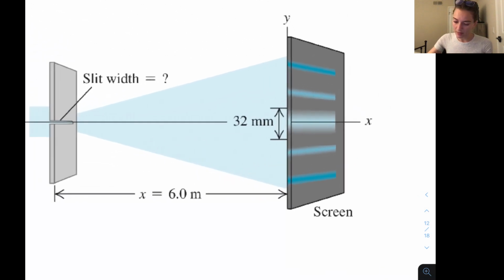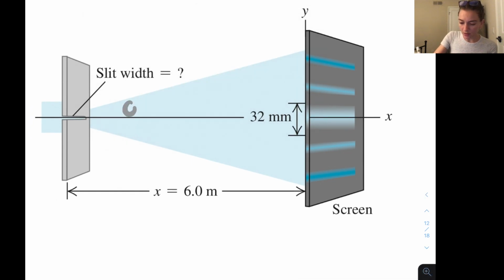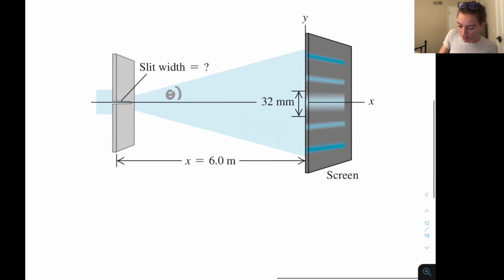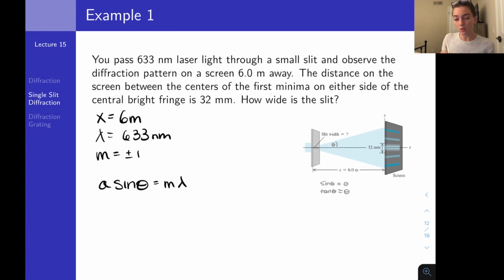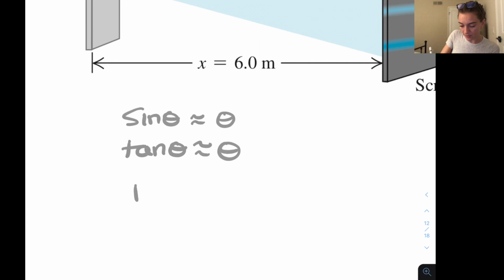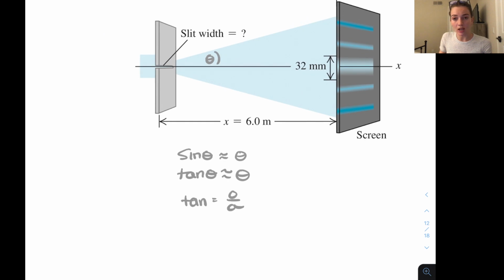So let's zoom in here a little bit, and let's write theta here. And then let's assume that this theta is very small. So remember that the small angle approximation: sine theta is about equal to theta, but also tan theta is about equal to theta. So even though our equation has sine theta, since we're at a very small angle, we can actually use tan theta. And remember tan theta, so tangent is opposite over adjacent. So we can actually substitute where we see theta, we can substitute the opposite side over the adjacent side.